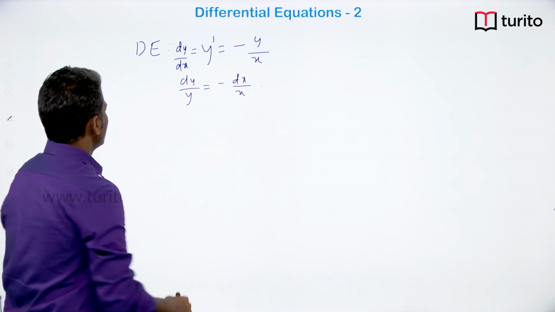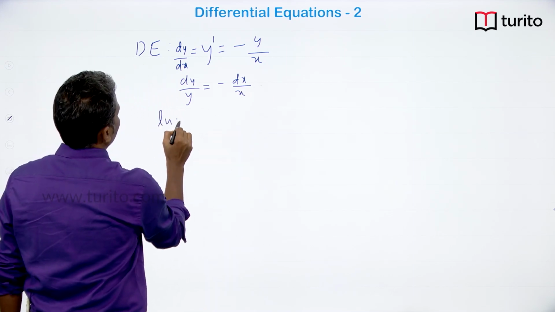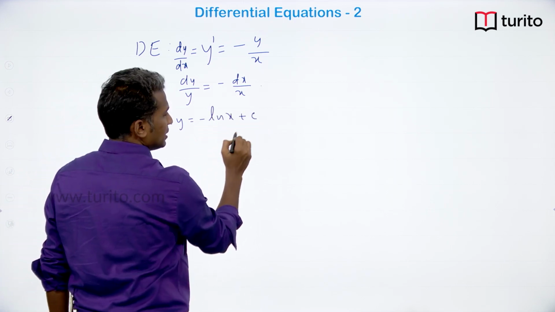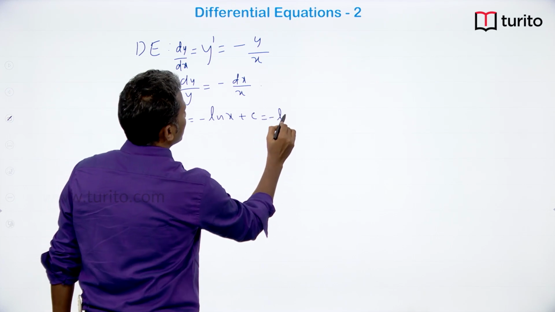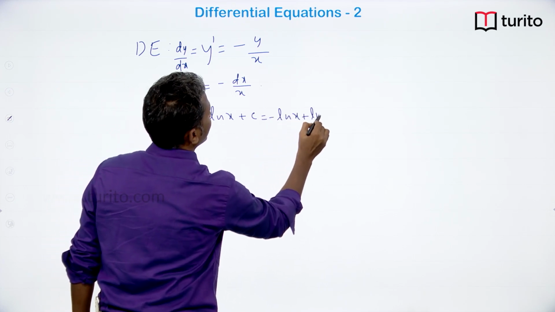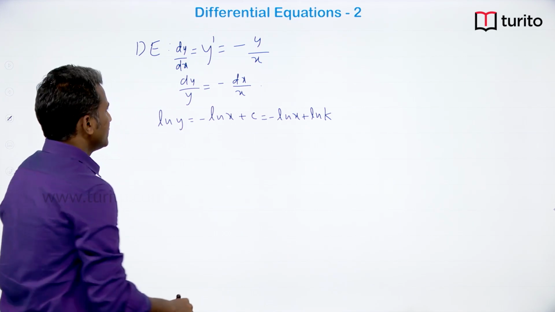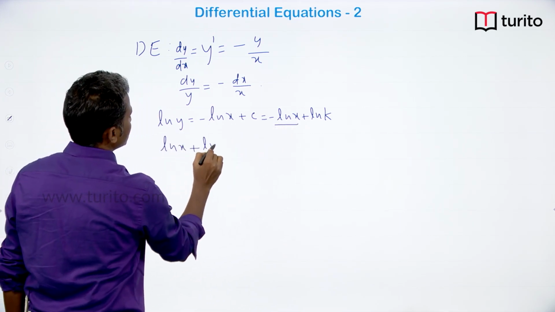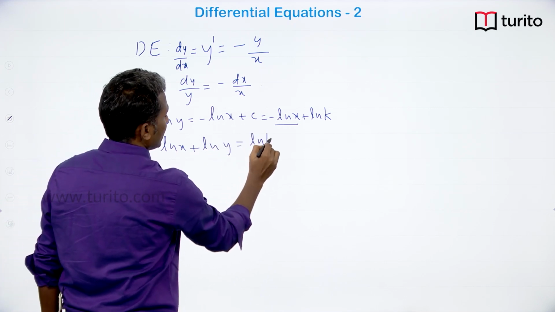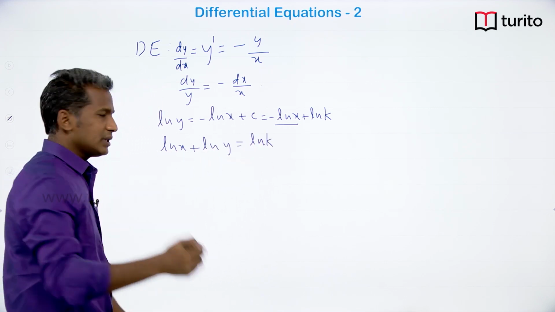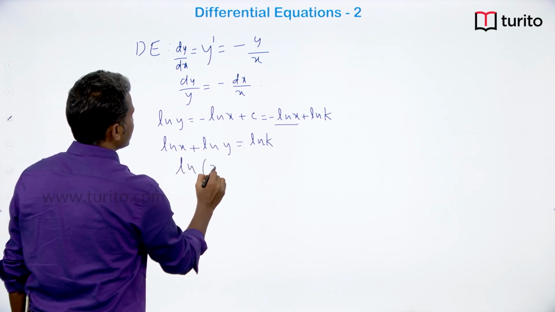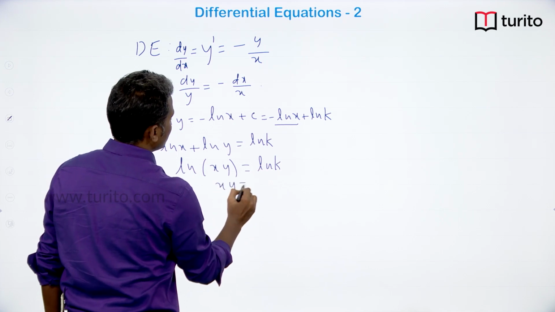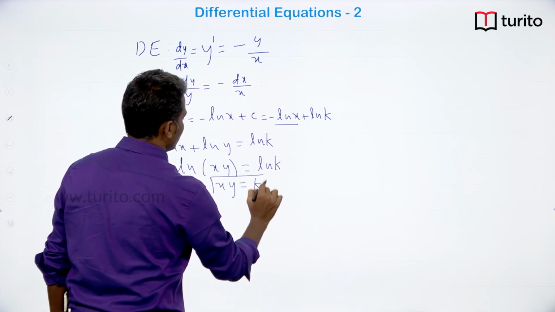Okay. So what do we get here? Log y is equal to minus log x plus c. Instead of taking c here, we will take this as log of k. Now if I take this ln x to LHS, I will get ln x plus ln y is equal to ln k. You know how to add two logarithms. It becomes log of xy is equal to ln k, which means xy is equal to k. Okay. So we got the equation.